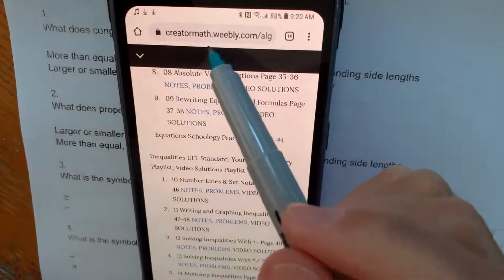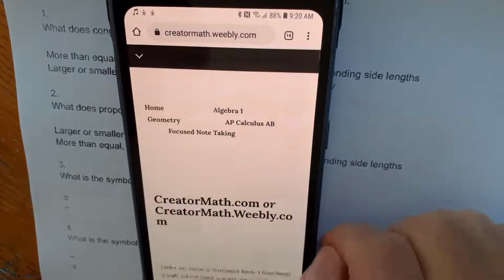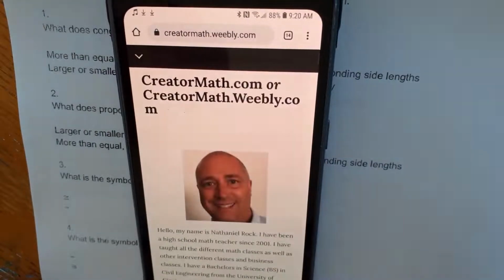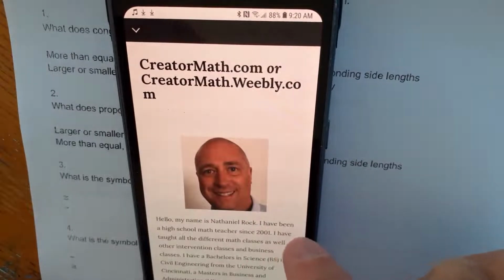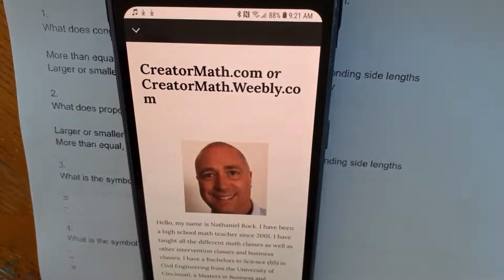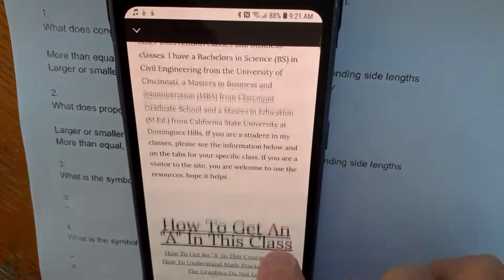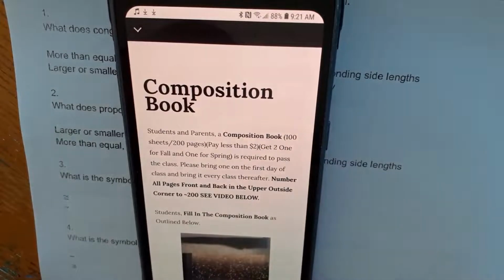Well, here's the name of the website, creatormath.weebly.com. When you get there, which hopefully you can by Googling that, you should see this homepage. All right, scroll for anything to do with the comp book, because every time, students get lost in the comp book. They're like, I don't understand the requirements. So go to the homepage, scroll all the way down. Well, it's not very far, until you see large letters, composition book.